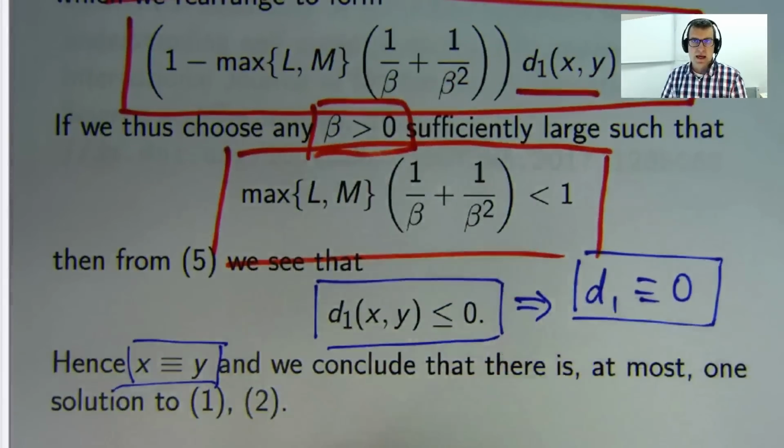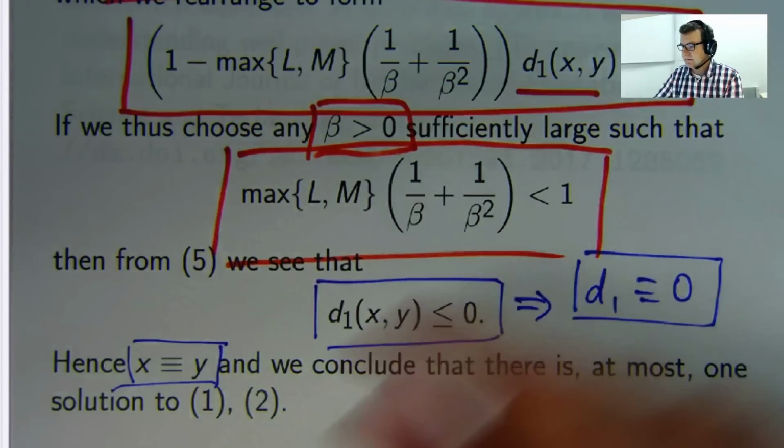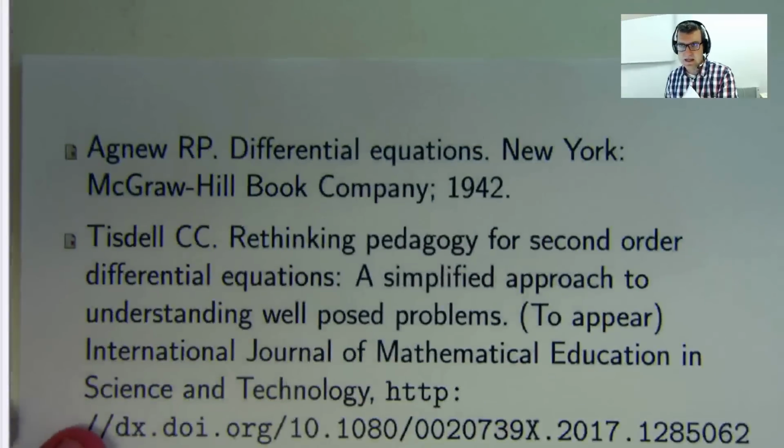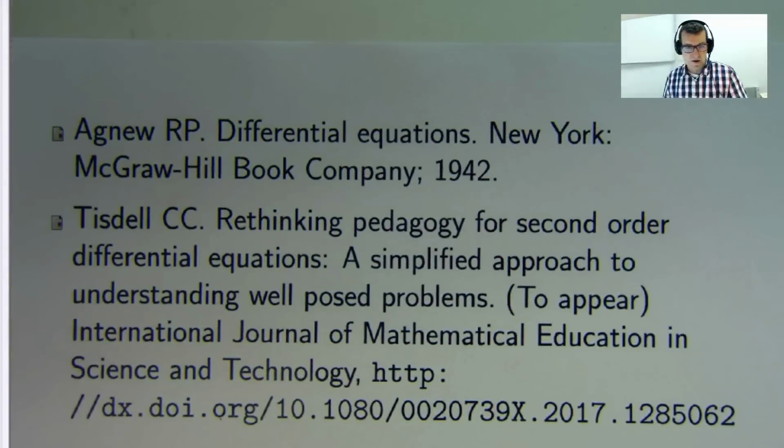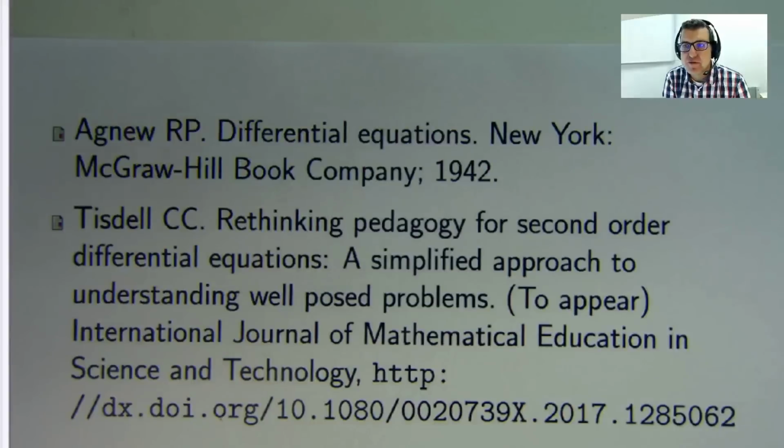Okay, now I won't go into the existence part. You can see that in the paper. The existence part is very well known anyway, but here are a couple of references. Here's Agnew's book, which is a complete classic, where I got that great quote about well-posedness theorems and multiplication tables. Hope you like that. And this one is the brand new paper that has just been published today, and I'll put a link in the description for that.